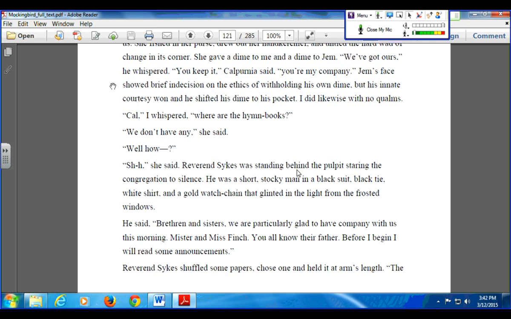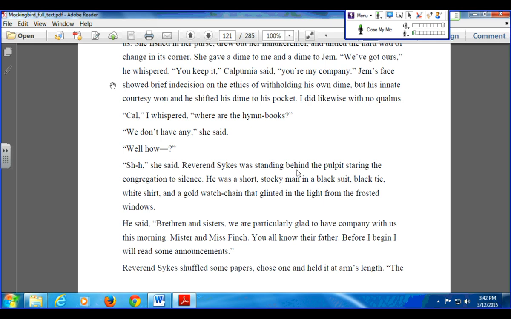"Cal, don't we have any hymn books?" "We don't have any," she said. "Hush, now," she said. Reverend Sykes was standing behind the pulpit, staring the congregation to silence. He was a short, stocky man with a black suit, black tie, white shirt, and gold watch chain that glinted in the light from the frosted windows.